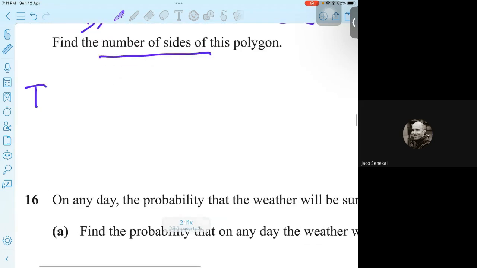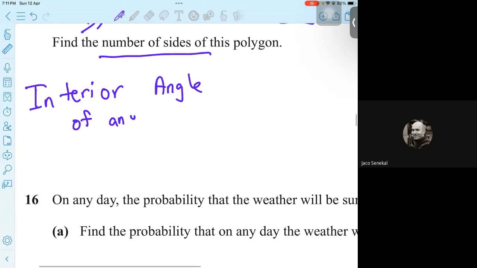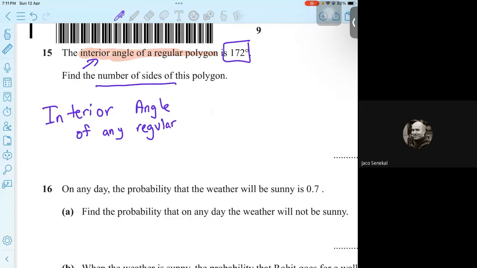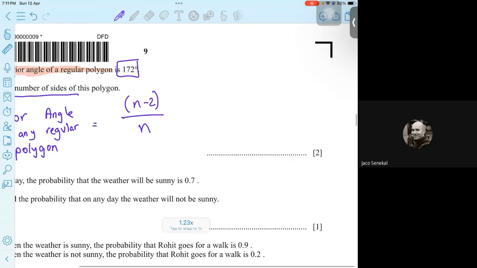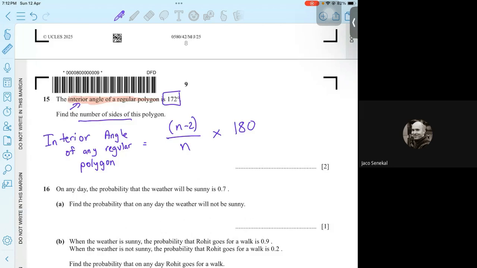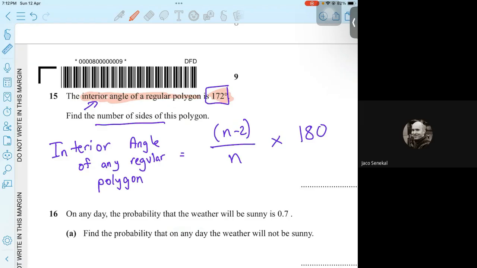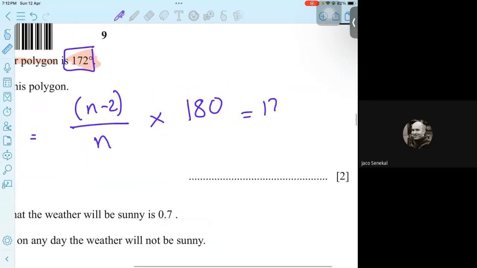So the formula that you should know and use is that the interior angle of any regular polygon, and by regular we mean that every single side is of equal length, should be equal to (n minus 2) over n, multiplied with 180. Are you all with me? So the question already tells me that the interior angle is 172, which means this is equal to 172.